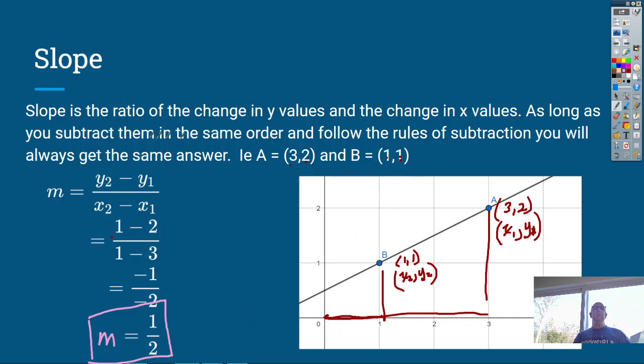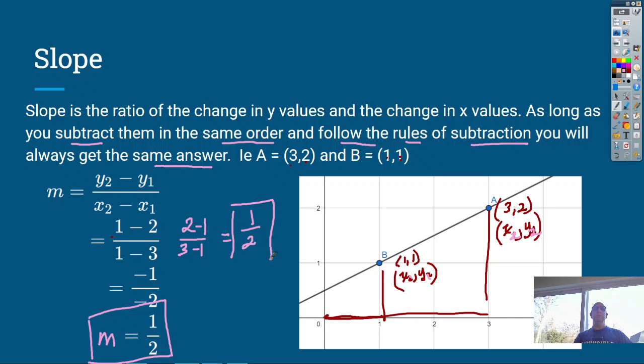Now, as long as you subtract in the same order and follow the rules of subtraction, you will always get the same answer. So I could have done this backwards. I could have said this is x1 and y1 and this is x2 and y2. And it would have just flipped this around. So instead of 1 minus 2, it would have been 2 minus 1. And instead of 1 minus 3, it would have been 3 minus 1. 2 minus 1 is 1. 3 minus 1 is 2.